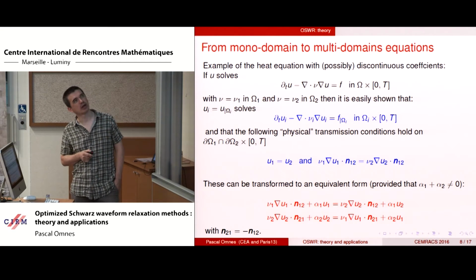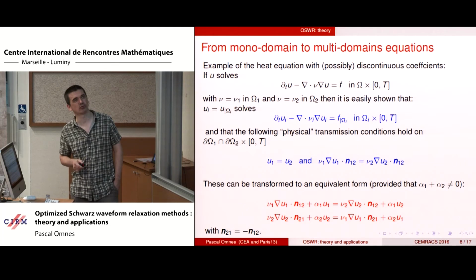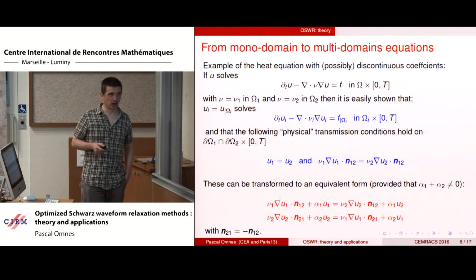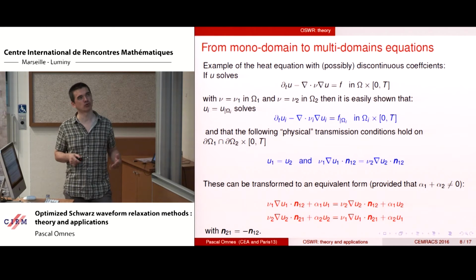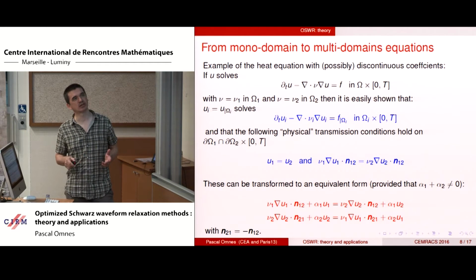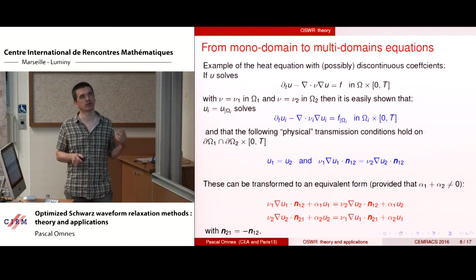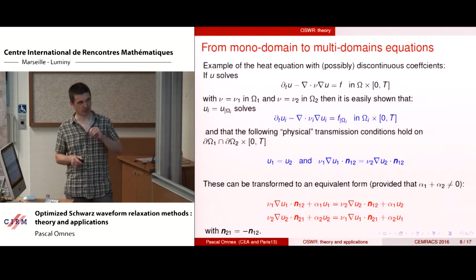For example, I take alpha 1 times this one, and I add this equality. So this gives me alpha 1 u1 plus this quantity equal alpha 1 u2 plus the other quantity, which was equal to this one. I do the same with alpha 2, but I reverse the n12 into n21. So this one is seen as a boundary condition in omega 1, and this one is seen as a boundary condition for u2 in omega 2.